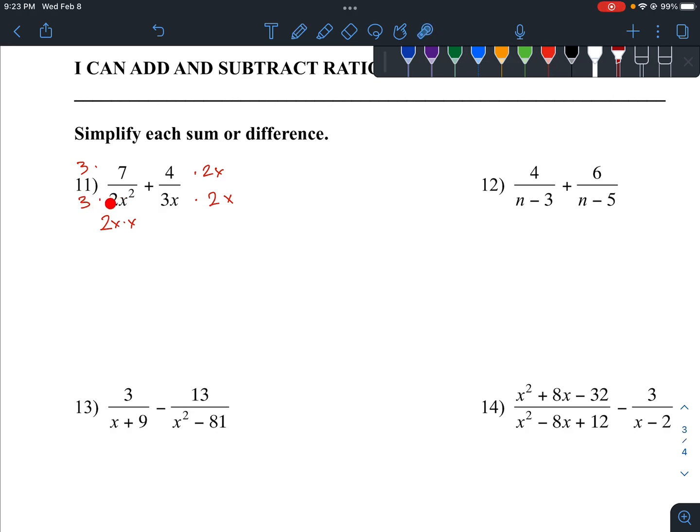If I multiply this by 3, I'm going to get 6x squared. If I multiply this by 2x, I'm going to get 6x squared. So my common denominator is 6x squared. And then over here, I have 3 times 7. That's going to be 21, I believe. Plus 4 times 2x. That's going to be 8x. And that's all you can do there. You cannot cancel these x's out because it's being added to this 21. So we can't do that right there. So that should be it.